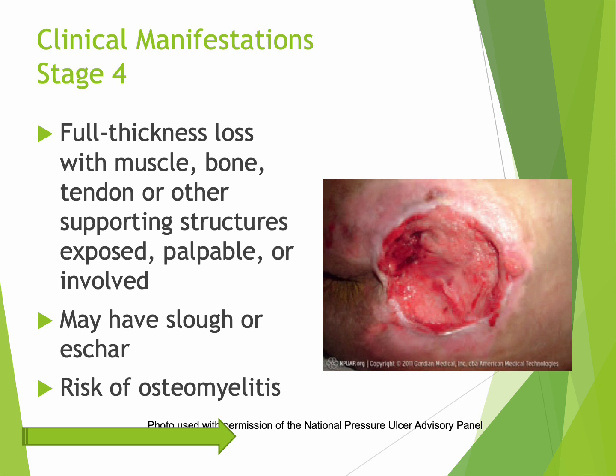We've got muscle, bone, tendon, other supporting structures visible. May have eschar, may have slough. Osteomyelitis is a big problem, so you need to worry about your labs. We'll get into labs later. Don't freak out about it right this second. You guys already have enough to worry about. So keep in mind, I'm going to literally say bone deep.